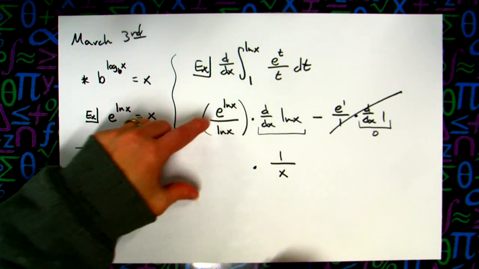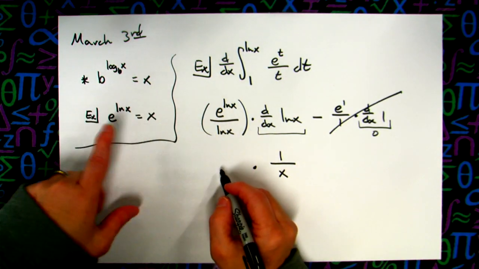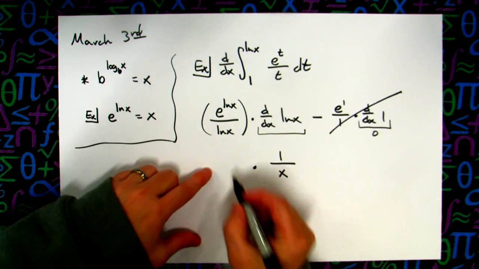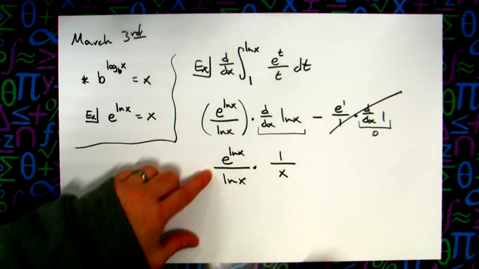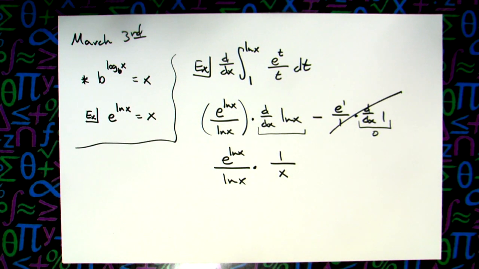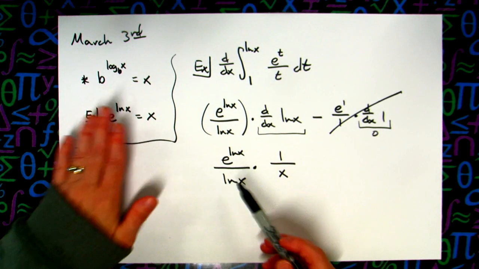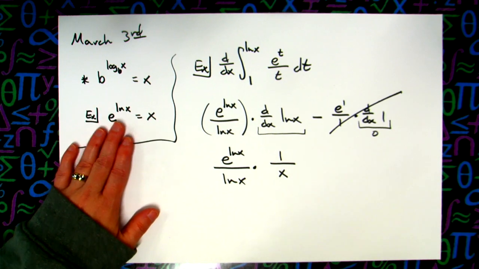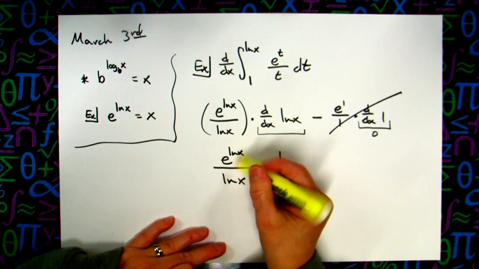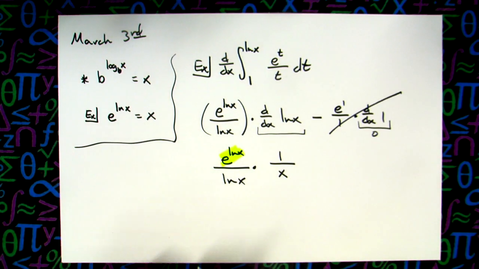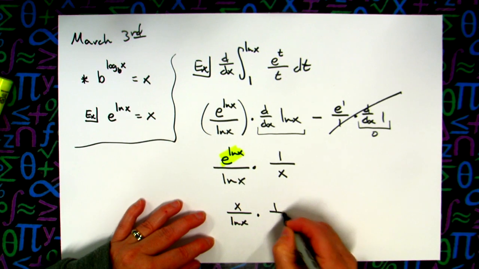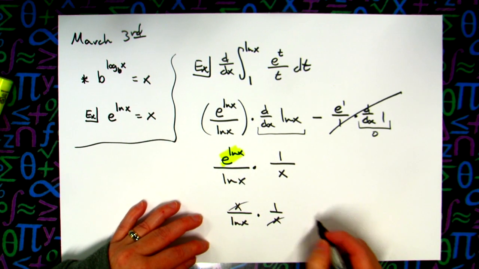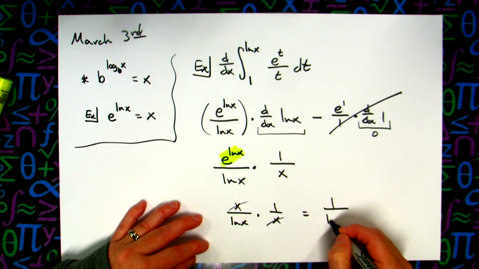Now, if you don't know that this is x, then you would have something really nasty. You're never going to get to the final answer, because you can't leave it like that, and you're not going to get points for that. This is where pre-calc knowledge comes in: you've got to recognize that this is equivalent to x. So if I have an x on top over natural log of x, times 1 over x, those x's cross out. That gives me a final answer of 1 over natural log of x.